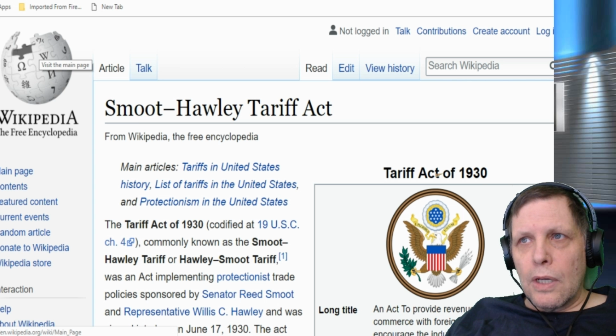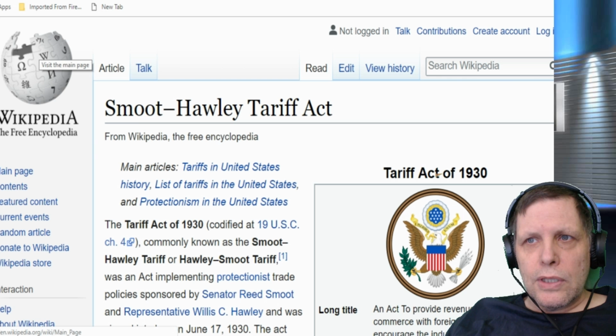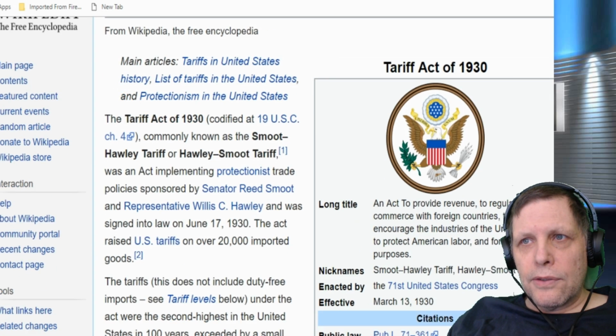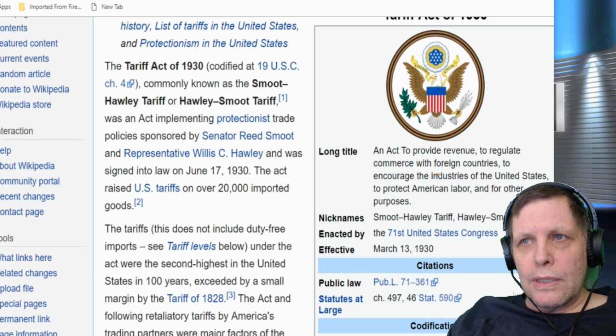This is called the Smoot-Hawley Tariff Act of 1930. Now, do you remember that the Great Depression occurred back in that time frame? This is part of what caused the Great Depression. It was a tariff act of 1930, commonly known as the Smoot-Hawley Tariff Act. It was an act implemented by protectionist trade policies, sponsored by Senator Reed Smoot, and represented by Willis C. Hawley. It was signed into law on June 17, 1930. The act raised U.S. tariffs on over 20,000 imported goods.